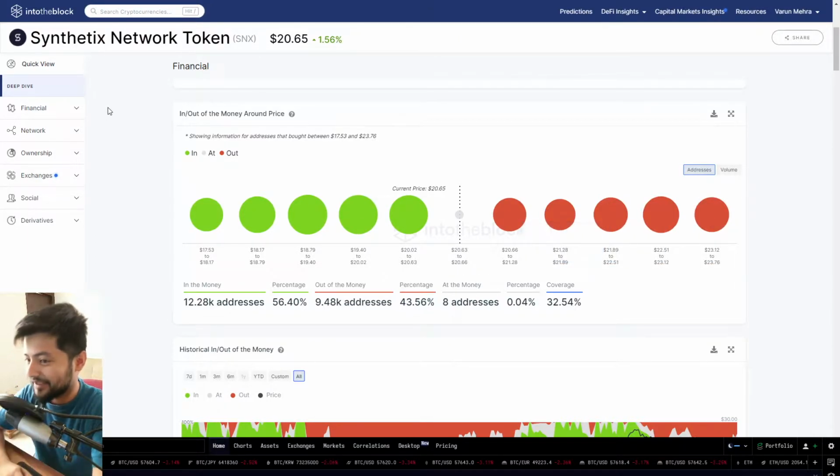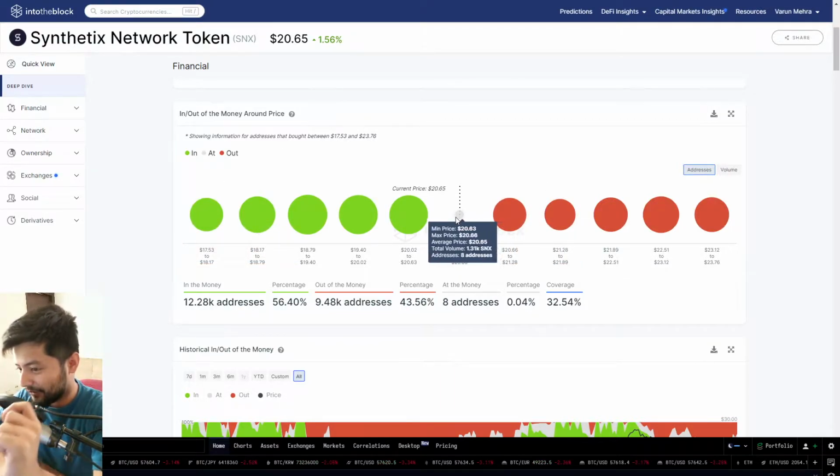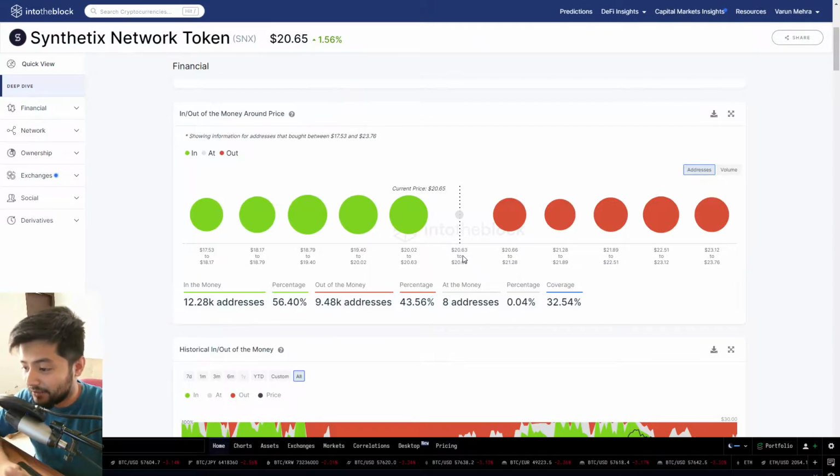Guys, this is crazy in terms of data mining, right? The first data in front of us is the global in and out of the money. What does this mean? In the current price action, the current price for Synthetix is 20.63. So how many people are holding Synthetix at the money, how many are holding from previous, lower prices, and how many are holding above the current price? This situation right here is pretty balanced.